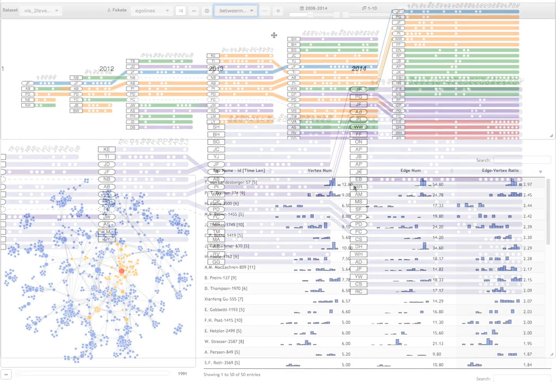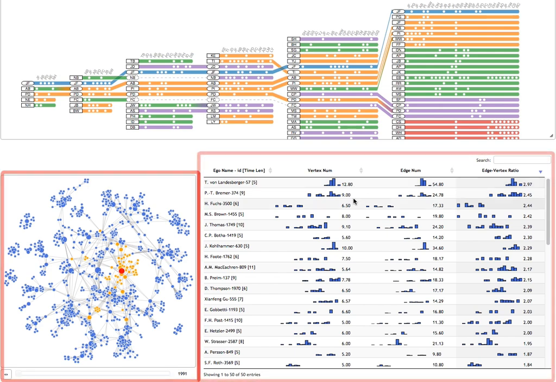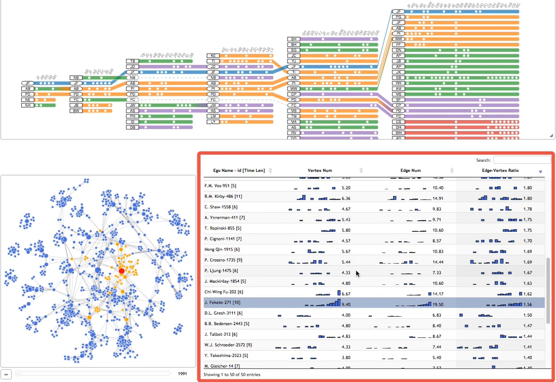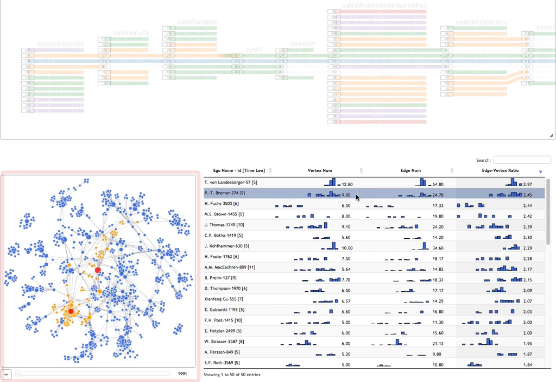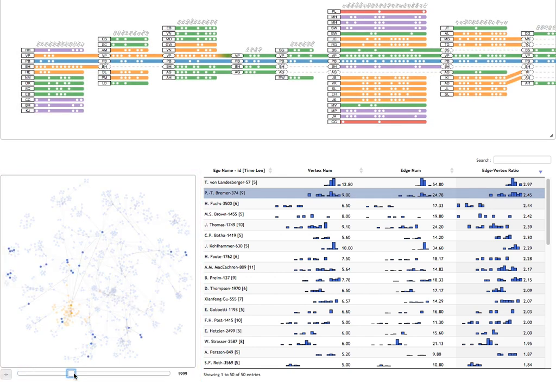EgoLines is implemented as part of a complete visualization system that also supports high-level exploration tasks with an overview of the entire dataset, as well as a table view summarizing each ego network within the dataset. Thus, a user can explore any ego network of interest using EgoLines, while simultaneously browsing the context of the selected ego network in the entire network.